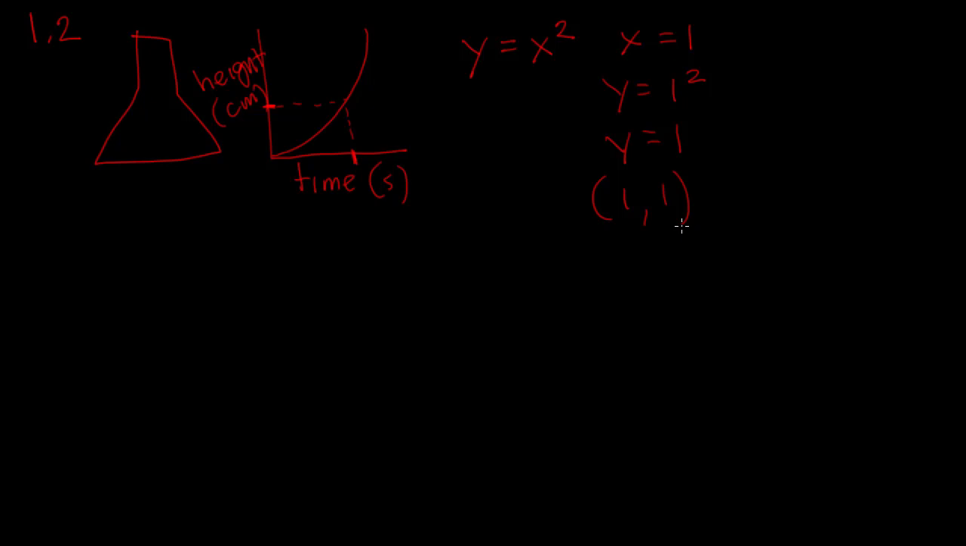We could do the exact same thing, changing y and x to actually represent the variables of time and height. Let's suppose that y, which is height, is h, and x, which is time, is t. These are exactly the same equations, but just now given some specific context. This is relating time to height for this particular flask.